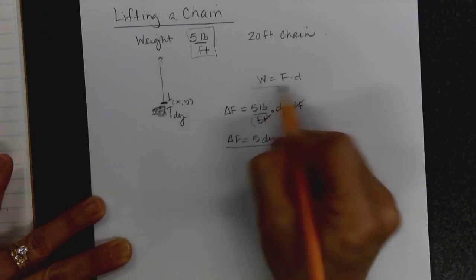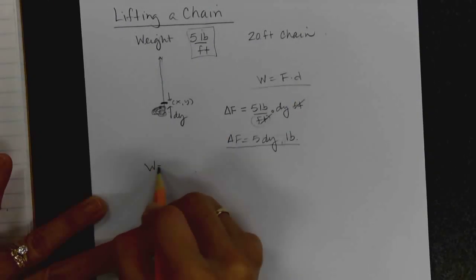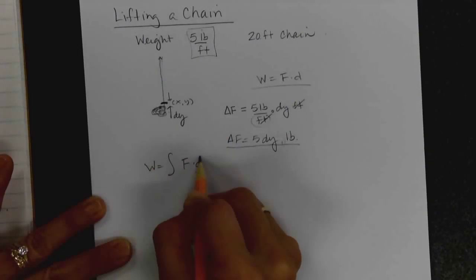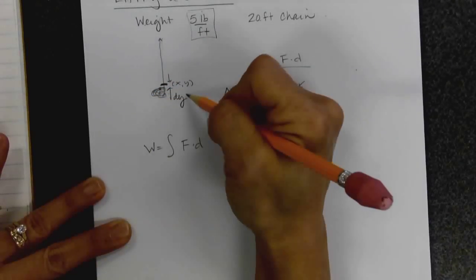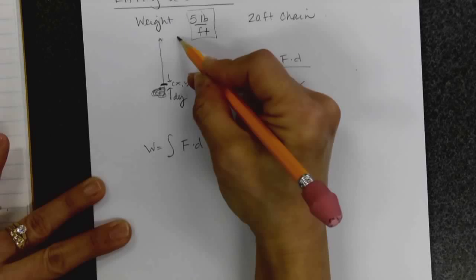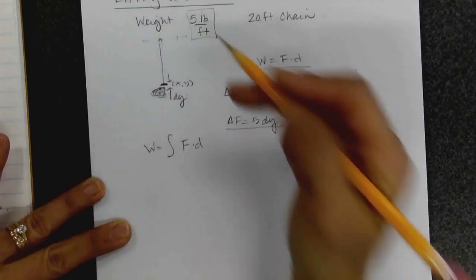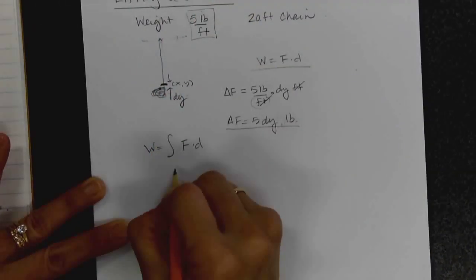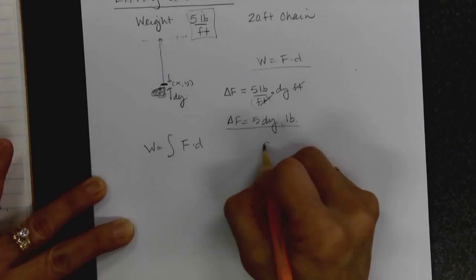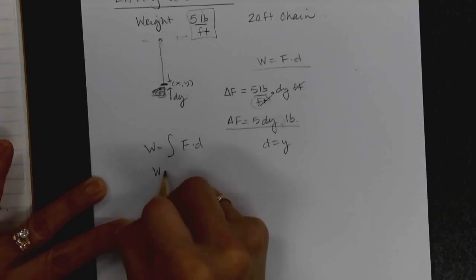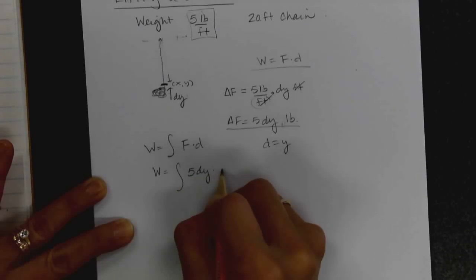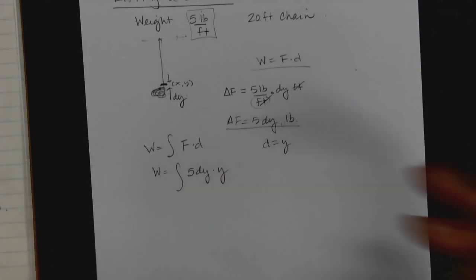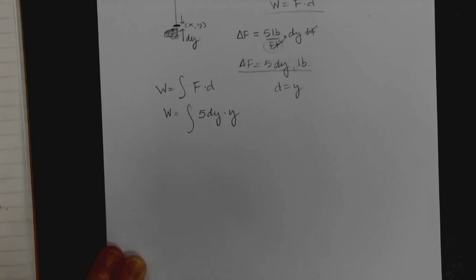Okay, so we got this. Now I'm going to plug into this. W is equal to the integral of force times distance. Well, I am trying to pull up the full length of y. I don't know what that length is, so we're just going to make that y. So distance equals y, and W equals the integral of 5 dy times y would be my equation.